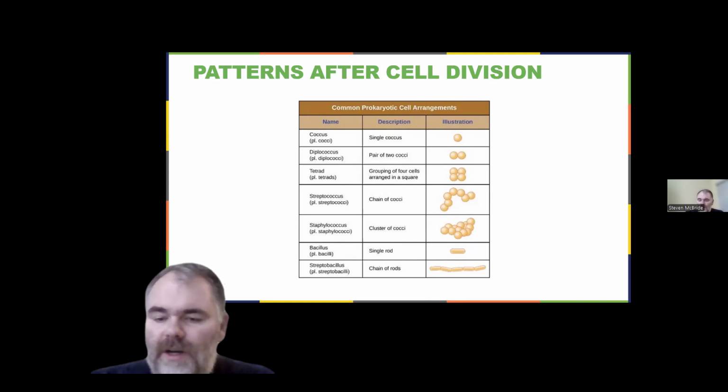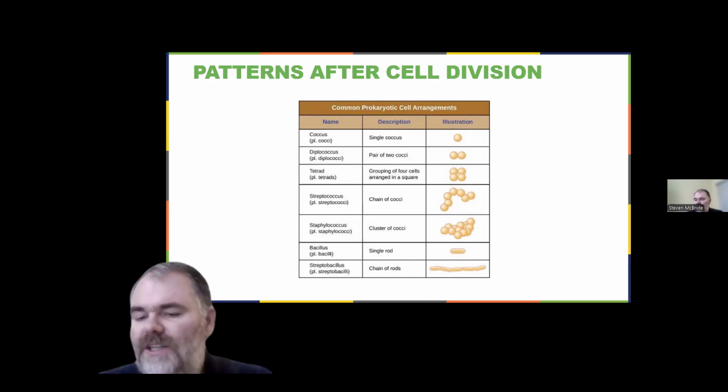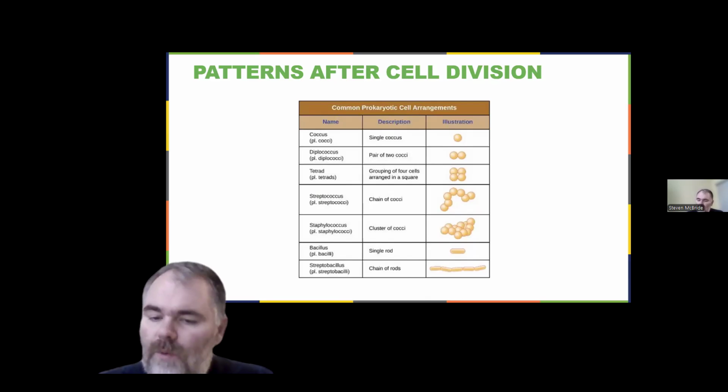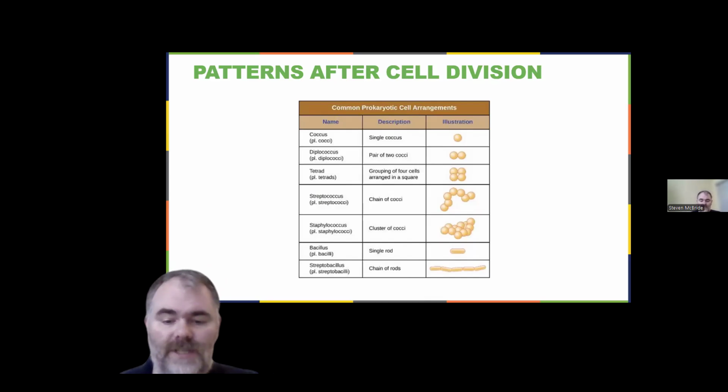Arrangement patterns are important in microbiology because they can help scientists identify organisms and understand how cells interact with one another. In some cases, cellular arrangement may also influence how bacteria attach to surfaces, form biofilms, or interact with hosts in the environment.